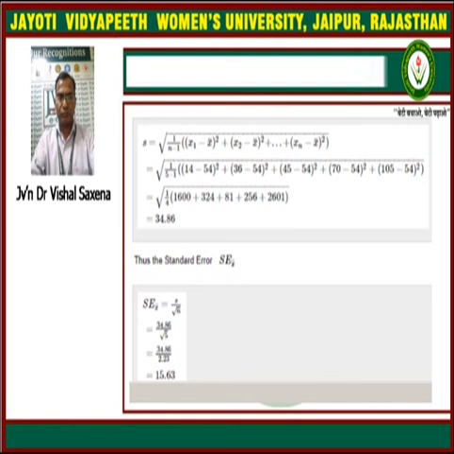Therefore the standard error of the mean is given by s upon square root of n. So 34.86 upon 2.23, which is equal to 15.63. So that is the value of the standard error.